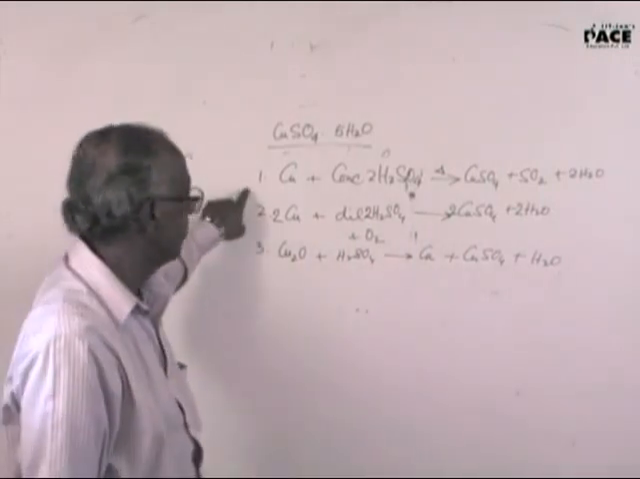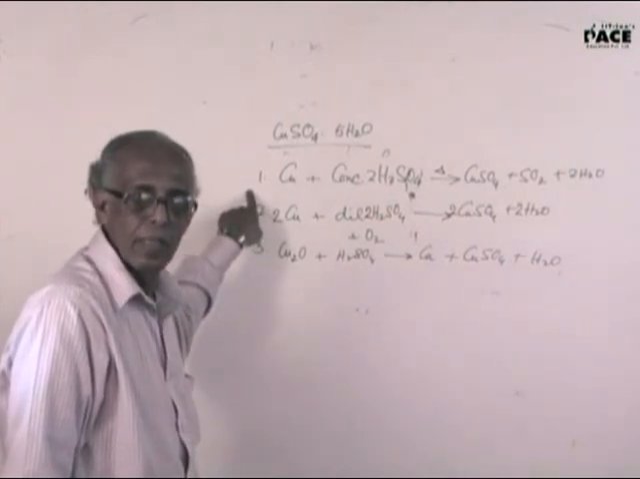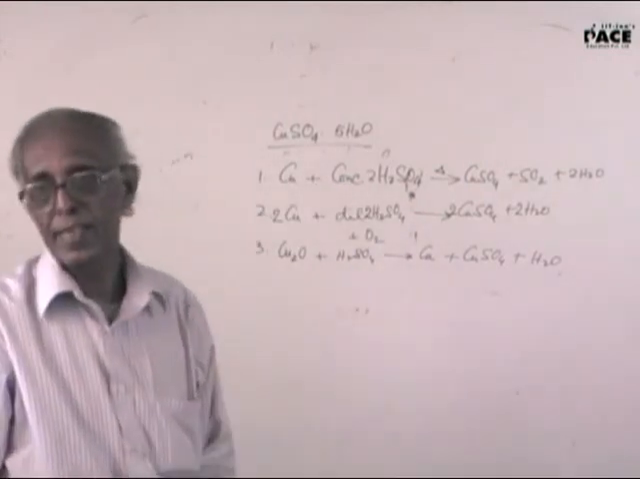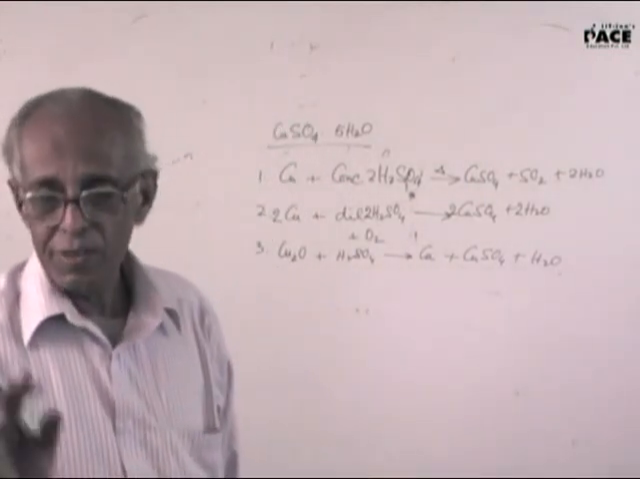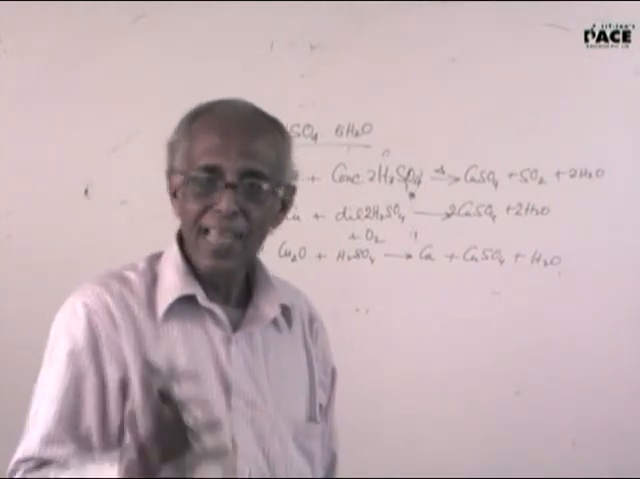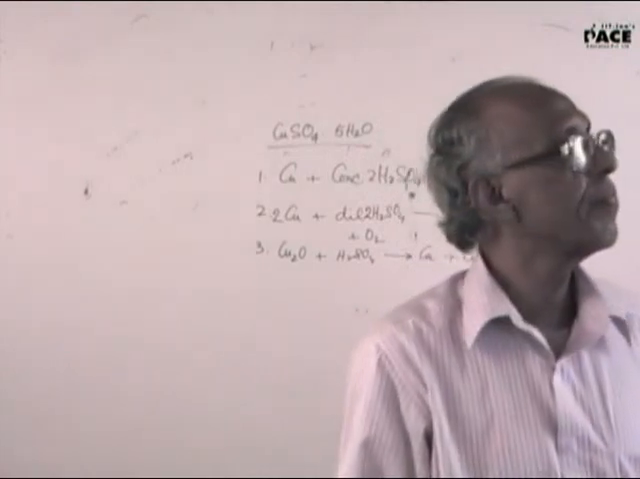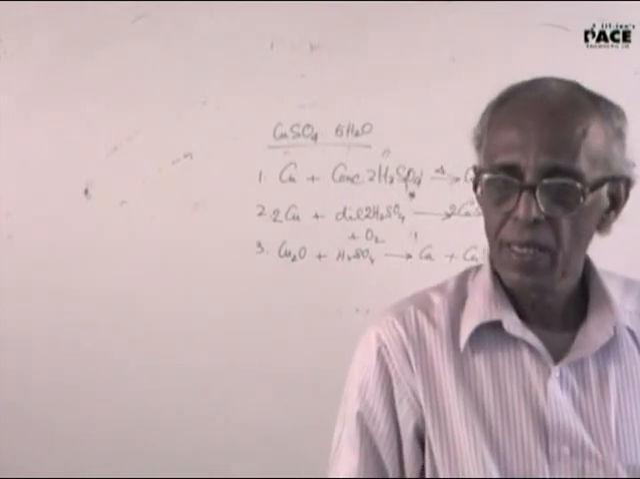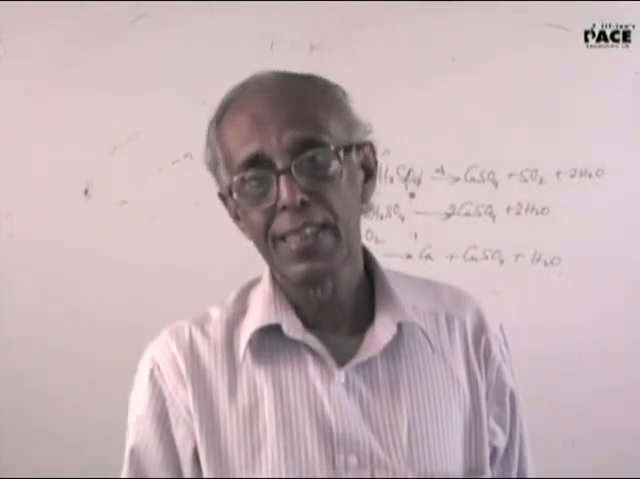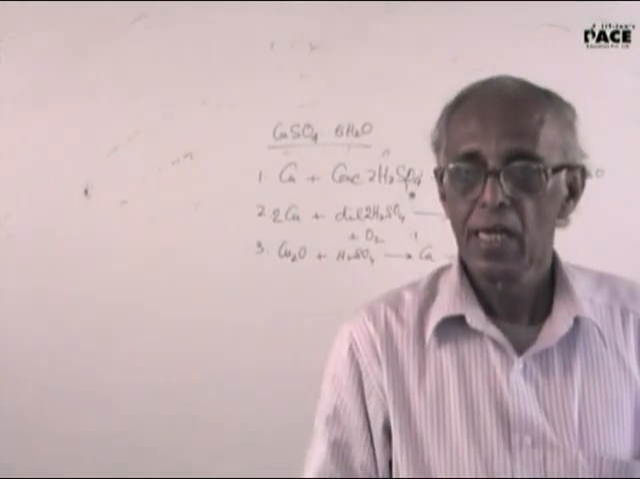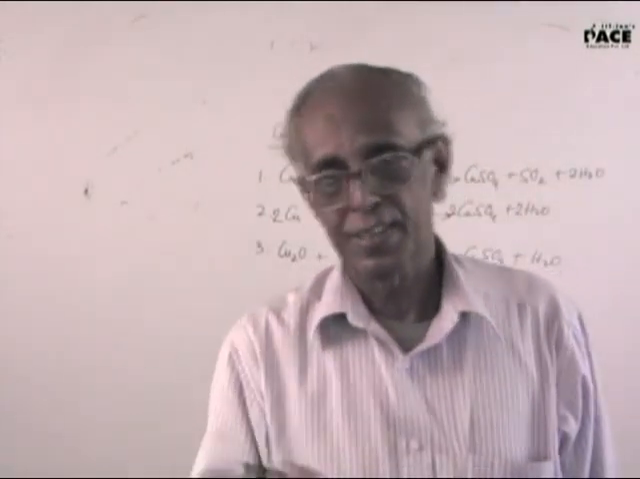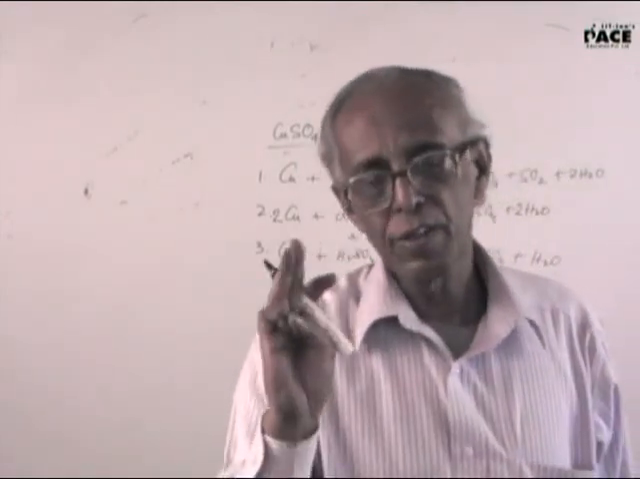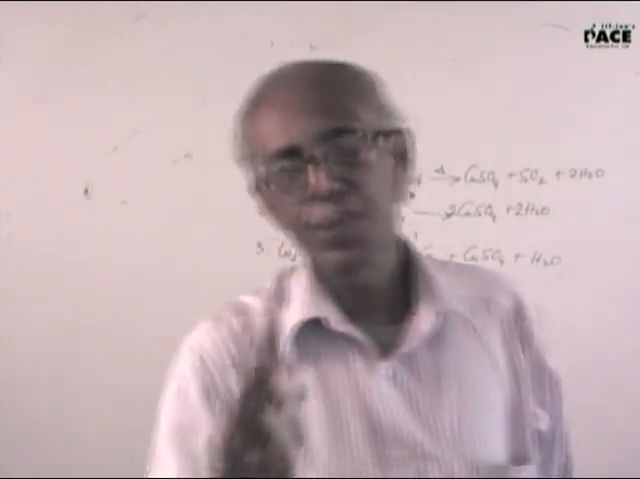The first method, where copper is heated with concentrated sulfuric acid. Concentrated sulfuric acid has 3 functions. Concentrated sulfuric acid is a strong acid. Hot concentrated sulfuric acid is an oxidizing acid and it is a dehydrating acid. It removes a molecule of water. So, concentrated sulfuric acid plays three different roles.